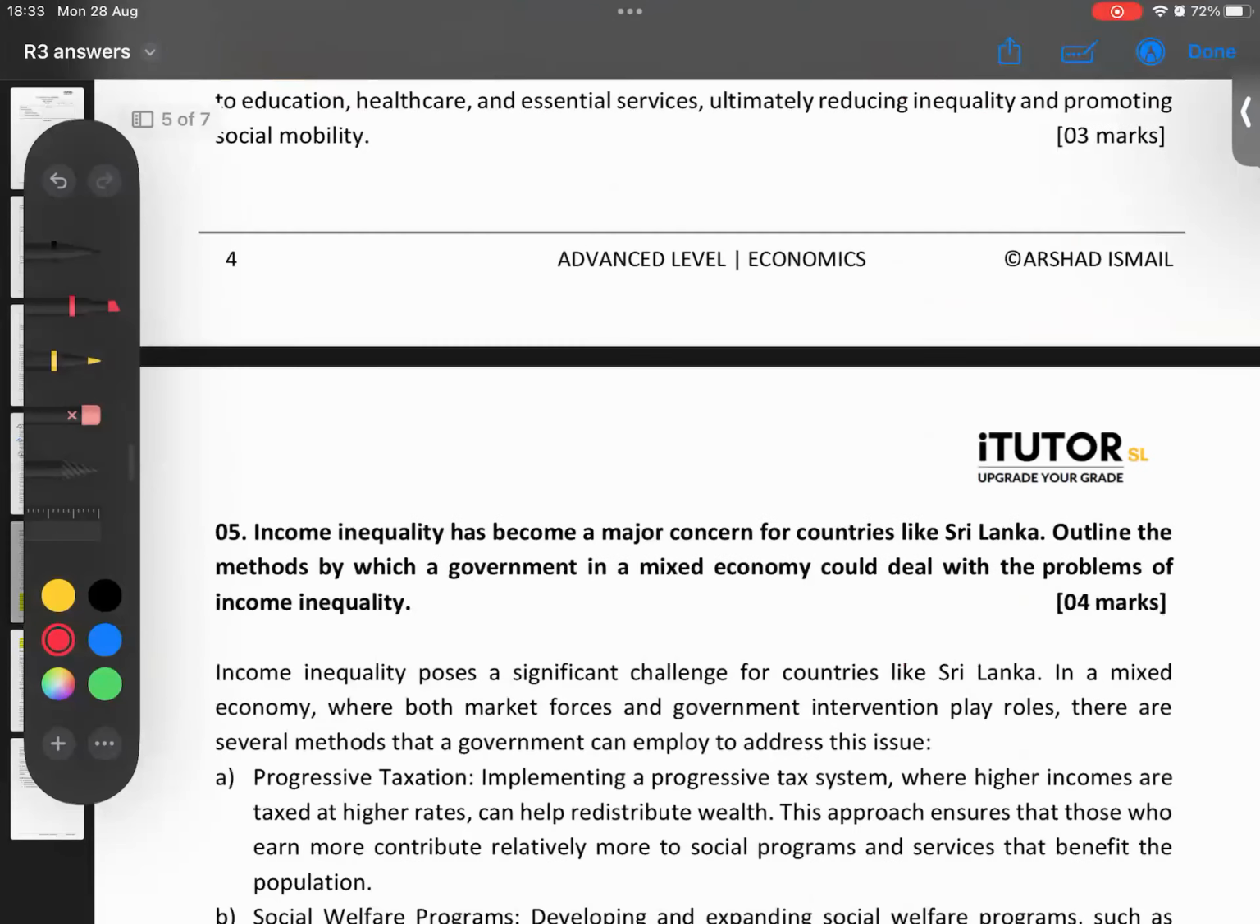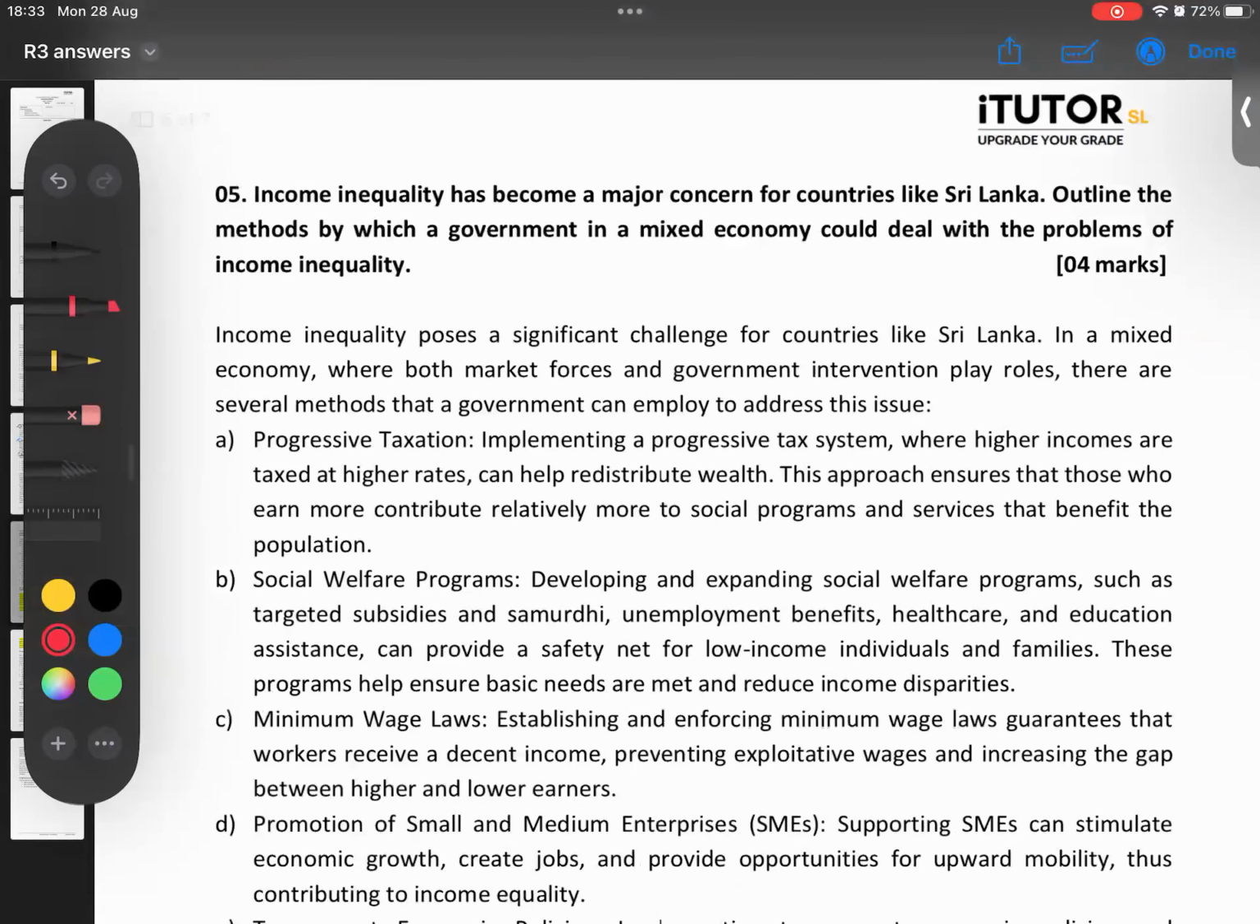Right. Yes, what about this? Now I made the paper a little hard, right? Question 5. Income inequality has become a major concern for a country like Sri Lanka. Okay. Outline the methods by which the government in a mixed economy, now Sri Lanka is a mixed economy, could deal with the problem of income inequality.